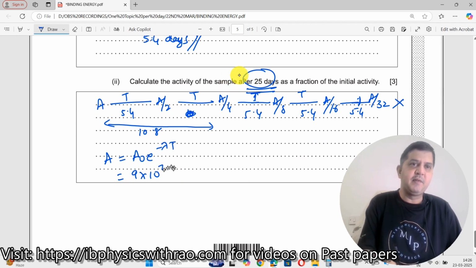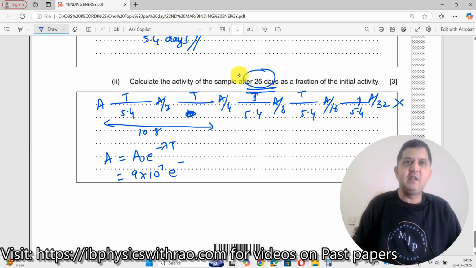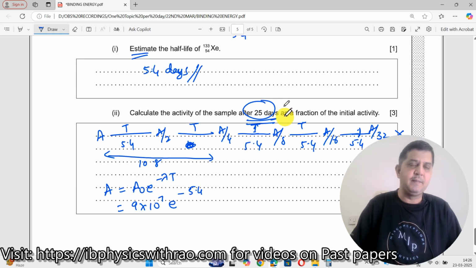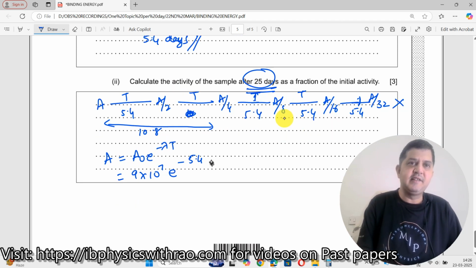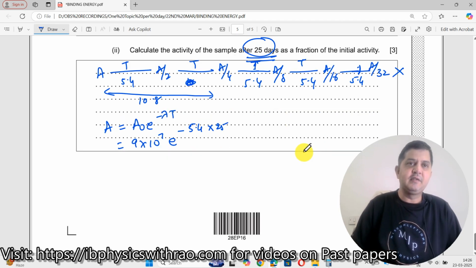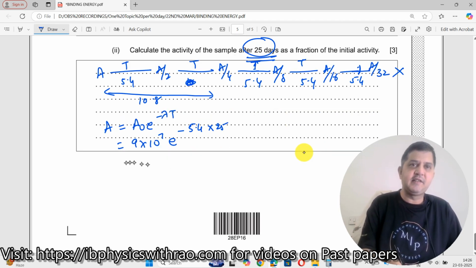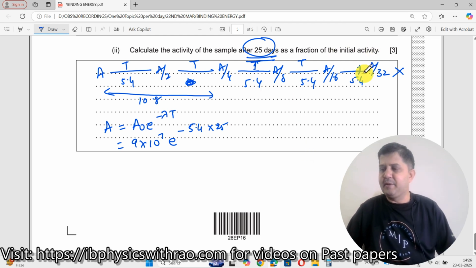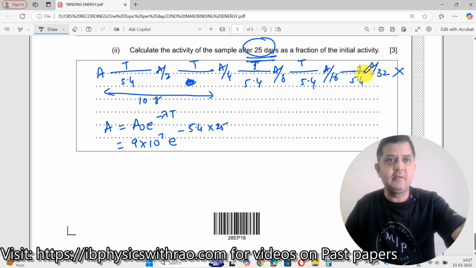9 into 10 power 7 into e to the power of minus lambda. What's the value of lambda? We have already found out, 5.4 days, multiplied by how many days I have here, 25 days. Okay, so now I need to use the calculator to determine this value.